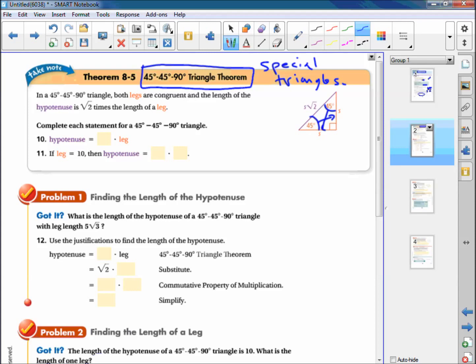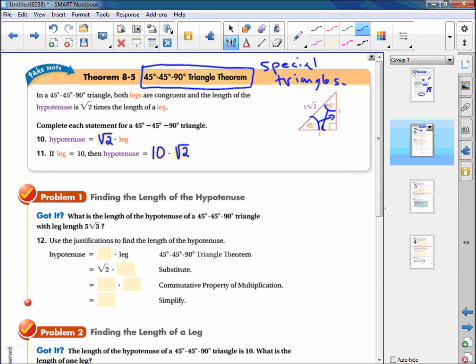Complete each statement for a 45-45-90 triangle. The hypotenuse is equal to the square root of 2 times the leg. And this is just something to memorize. So please don't come back next time saying, I don't get it. It's really a memorization problem here. If the leg is 10, then the hypotenuse is going to be 10, the length of the leg, times the square root of 2. You just multiply a leg by the square root of 2 to get the hypotenuse.